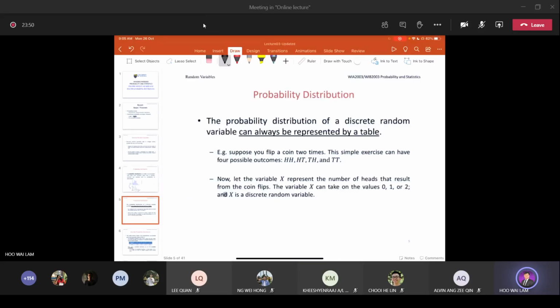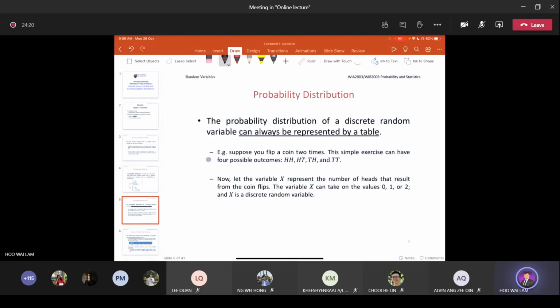So the probability distribution of a discrete random variable can always be represented by a table. Like the truth table, okay, if you still recall, I have drawn it, I can't recall if it was a week 1 lecture or tutorial, okay? When I was drawing a truth table for head and tail for tossing a coin 3 times, okay? And then there are 8 possible outcomes. That's the reason why a discrete random variable can always be represented by a table, okay?